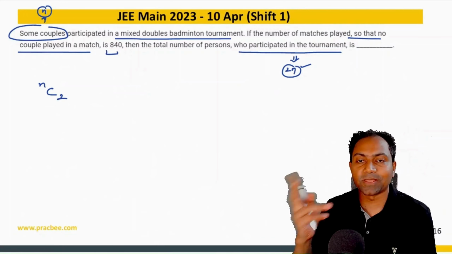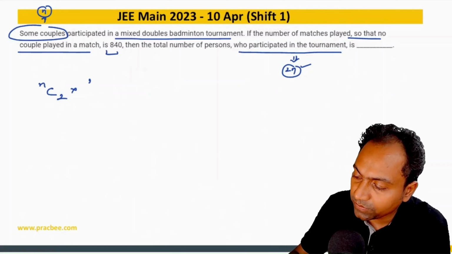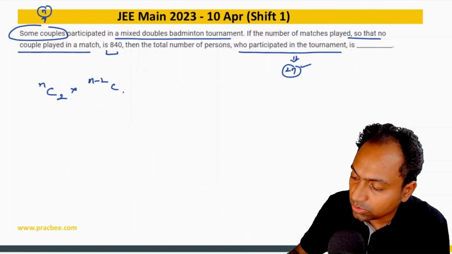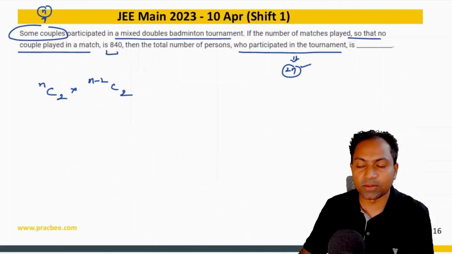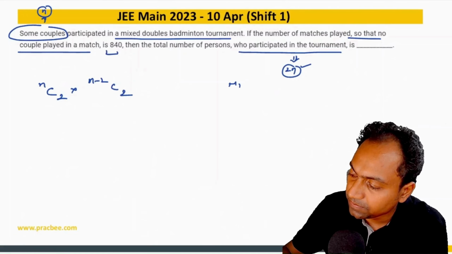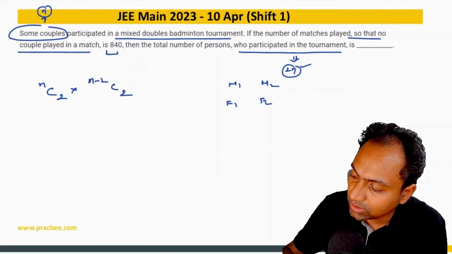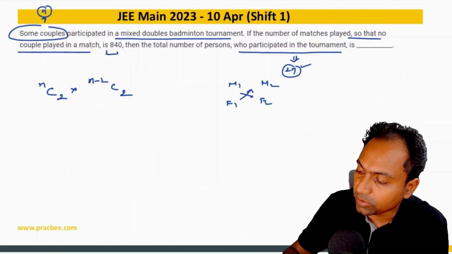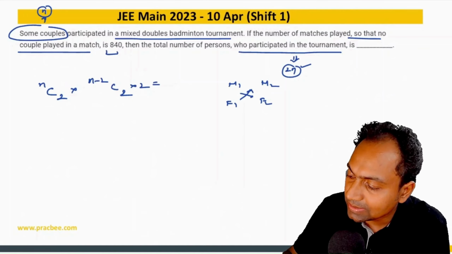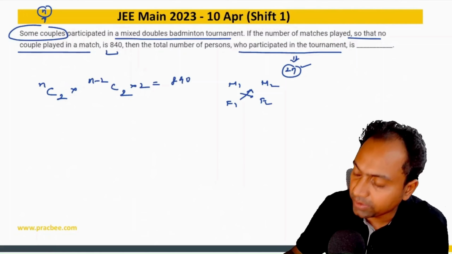These are going to play the tournament. And out of the remaining n minus 2 couples, let us choose 2 females who are going to play the tournament. And now let us say that we have taken male 1, male 2, female 1, female 2. So you can see that there are 2 types of pairing possible. So into 2. So this many matches are possible. And this is given to be equal to 840.